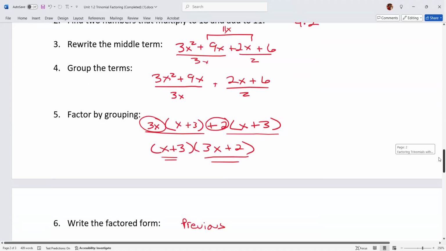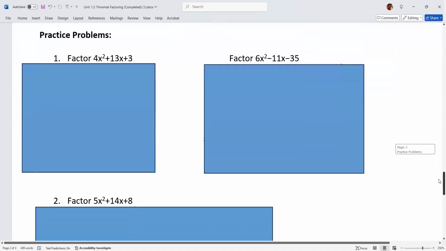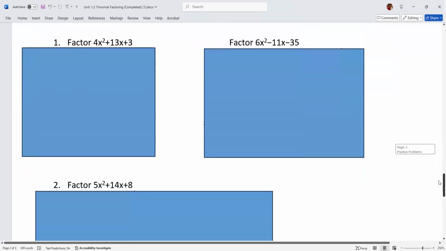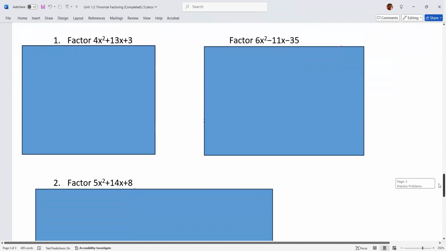Okay, what I'd like you to do is go ahead and pause the video. You should have these notes printed out, but pause the video. Here are 3 problems that you can work. I'm going to wait just a few seconds, and then I'm going to go ahead and reveal these particular problems.